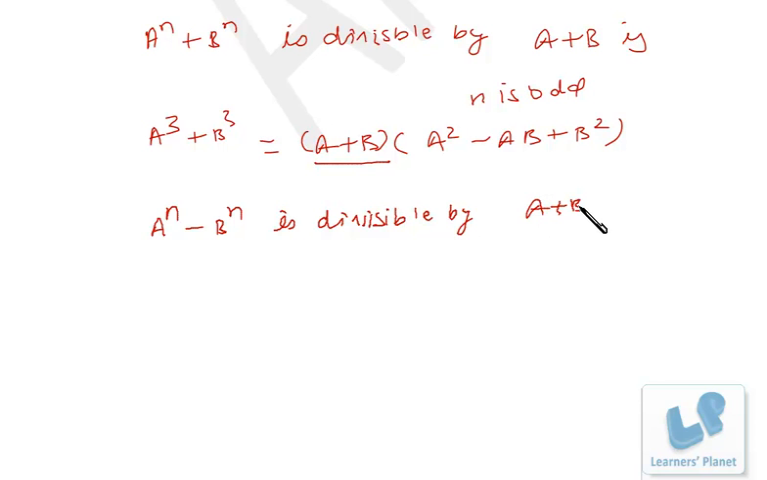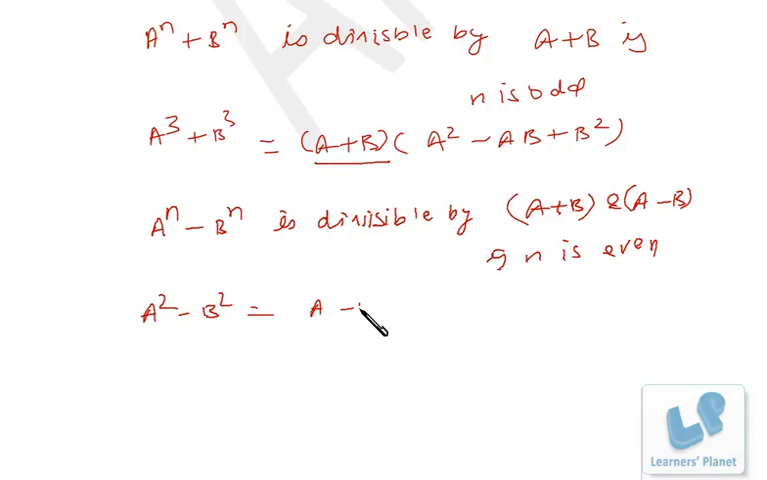Similarly, a raised to n minus b raised to n is divisible by a plus b and a minus b both, if n is even. Again, the practical example is when n is equal to 2. a square minus b square has factors a minus b and a plus b. Similarly, a4 minus b4 will have these two factors. Some other factors will be there, but for sure these two will be there. So you should know this.